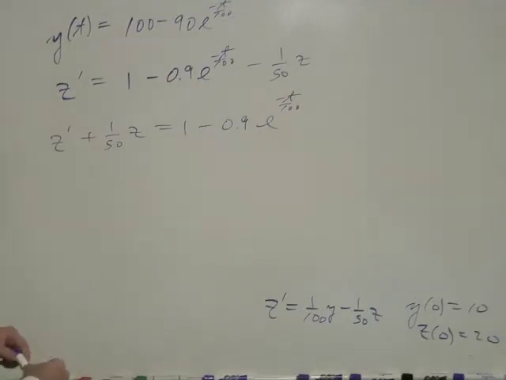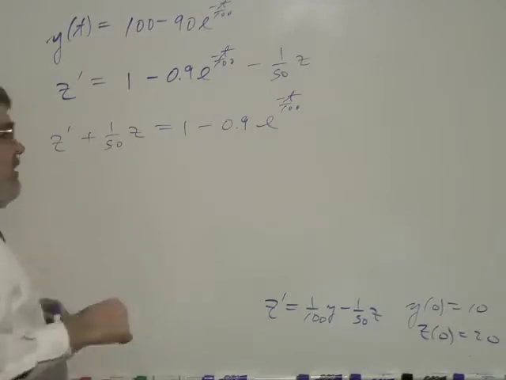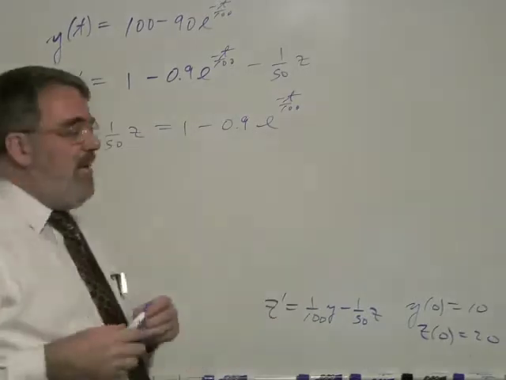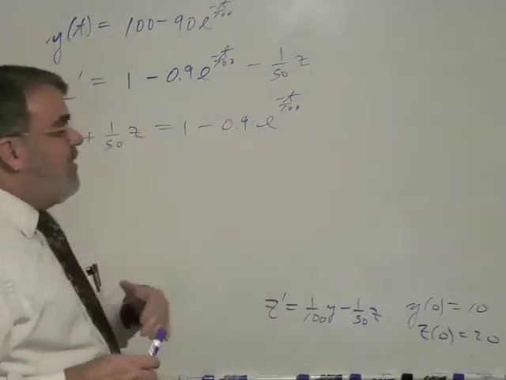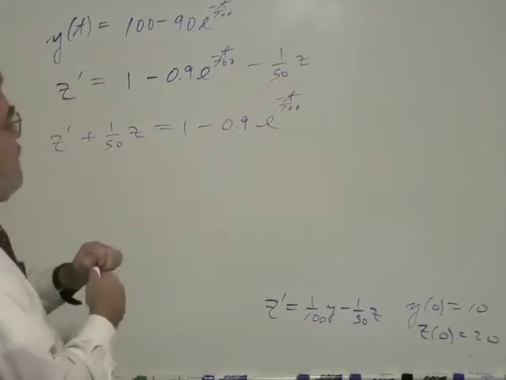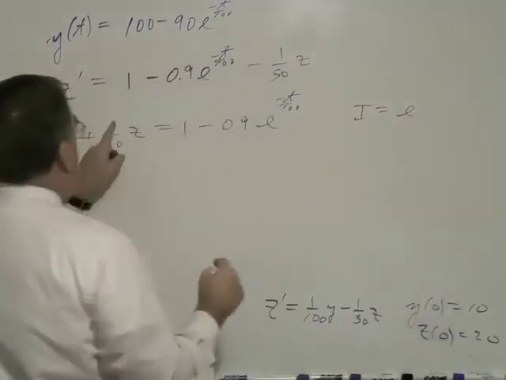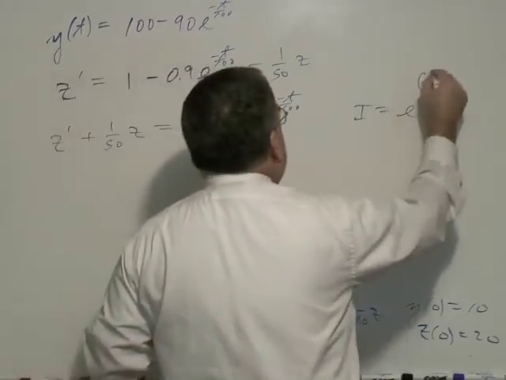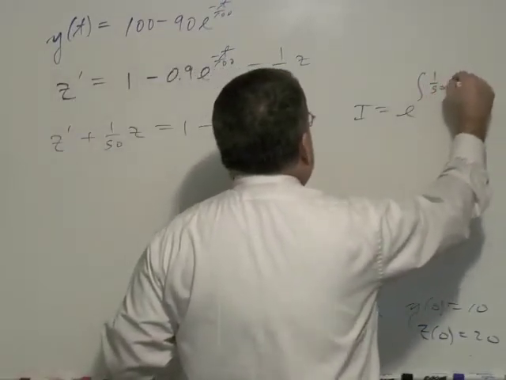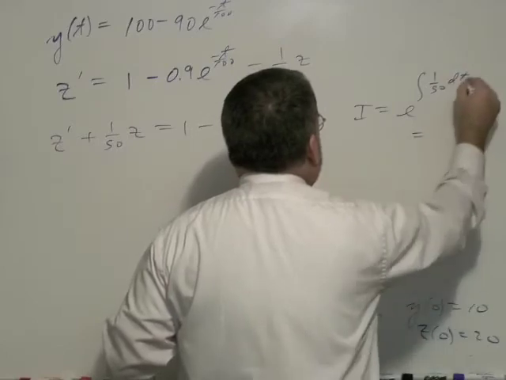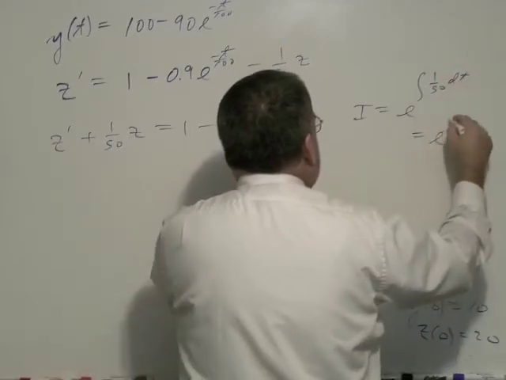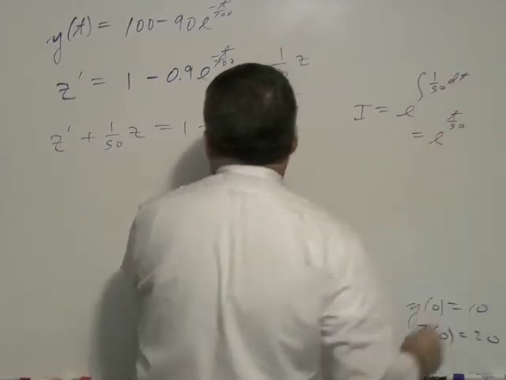Our equation is, again, suited to an integrating factor, because this function, being a constant, could be considered a function of t, and the right side is strictly a function of t. So our integrating factor in this case will be e to the integral of 1 over 50 dt, which ends up being e to the t over 50.